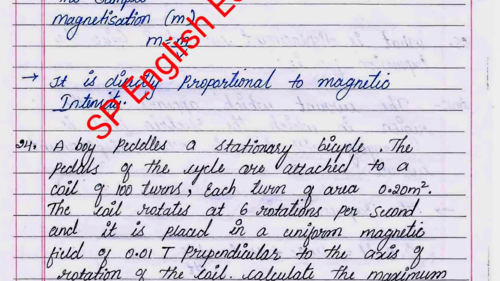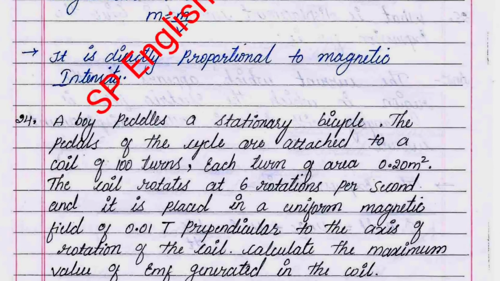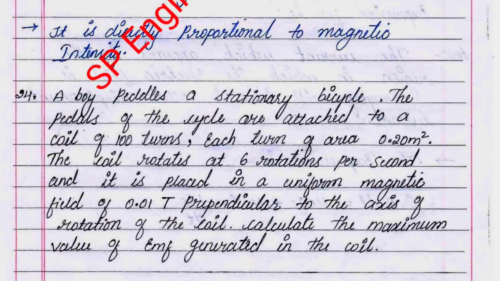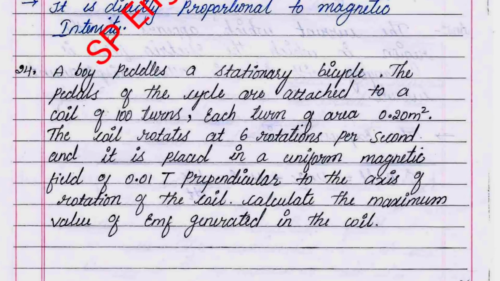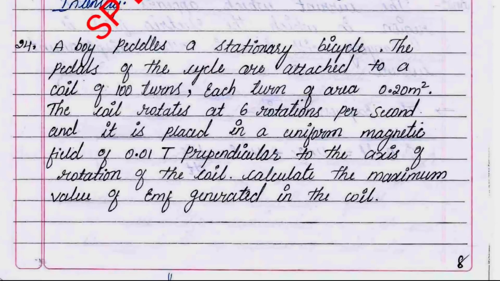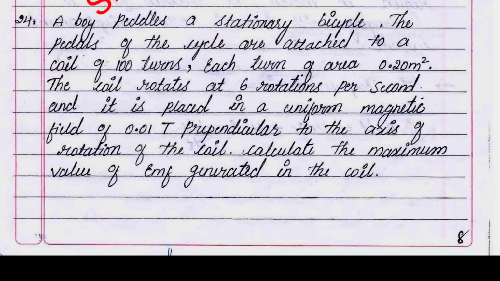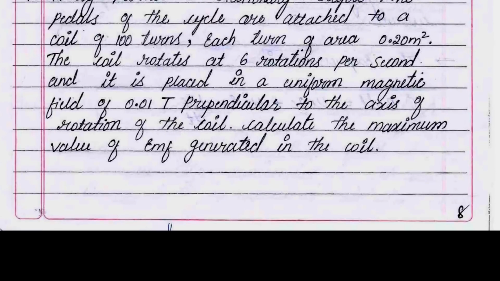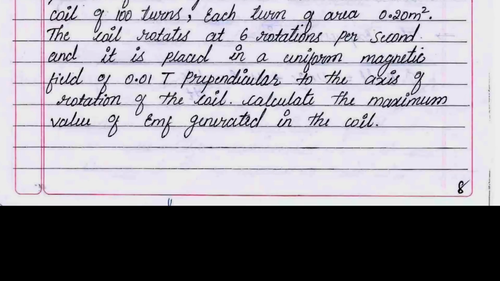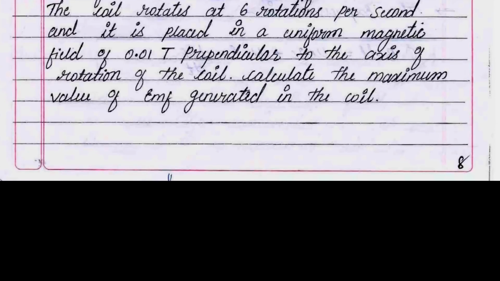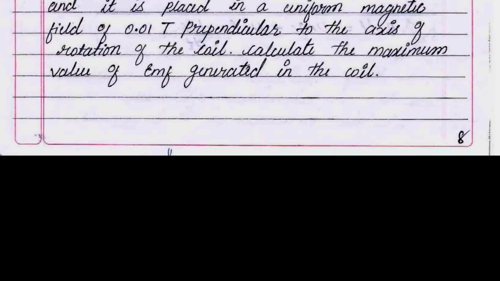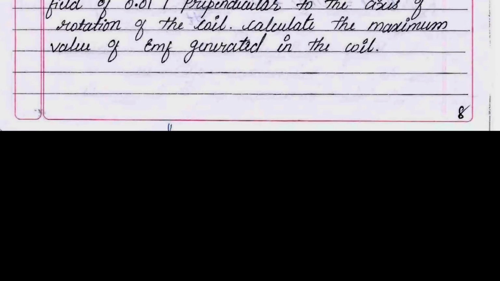24. A boy pedals a stationary bicycle. The pedals of the cycle are attached to a coil of 100 turns, each turn of area 0.20 m². The coil rotates at 6 rotations per second, and it is placed in a uniform magnetic field of 0.01 T perpendicular to the axis of rotation of the coil. Calculate the maximum value of EMF generated in the coil, and the answer is below.